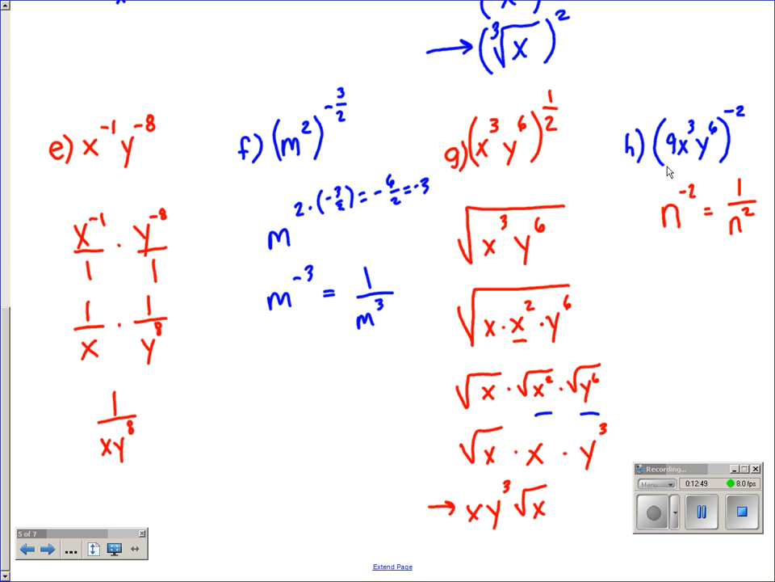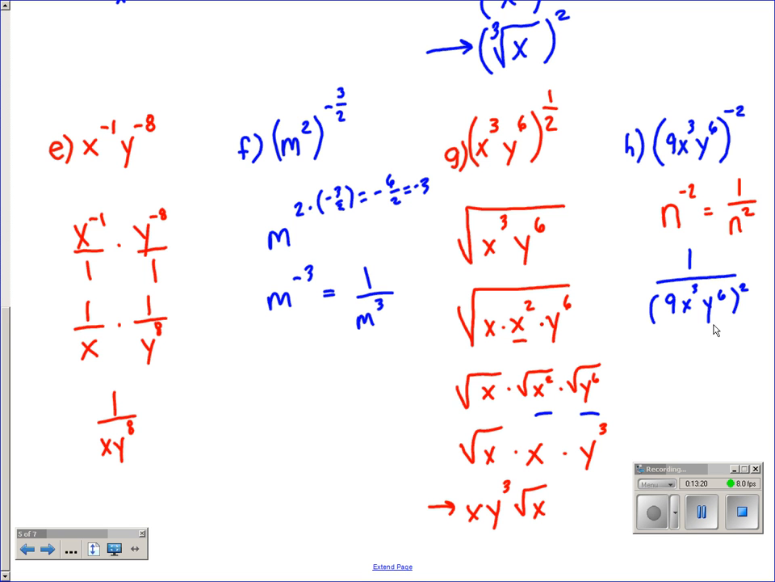We can do the same thing with this whole entire value here. It's like we're substituting our n in its place. We would take it and then put it back in down here. So this expression would be the same as 1 over 9x to the third, y to the sixth, to the positive second power.